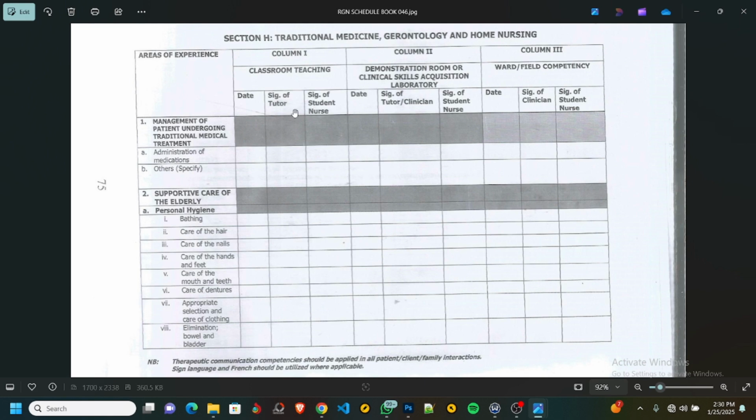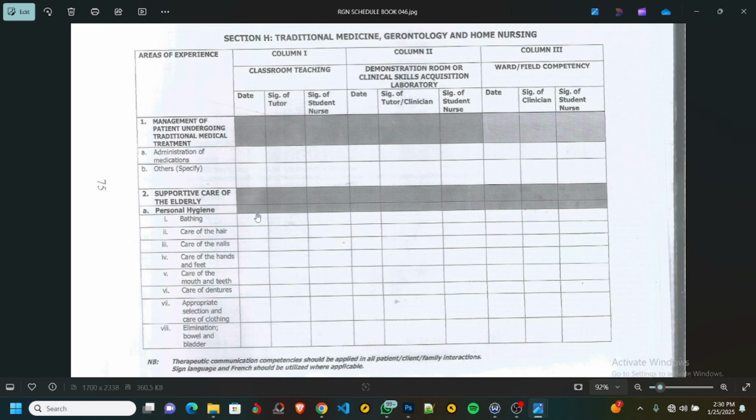Okay, so after thoracic nursing, we'll be seeing traditional medicine, gerontology, and home nursing. So these ones will also be taught in the classroom. Care of the hair. These are actually for elderly people. And elderly people, we all know they are vulnerable. Things begin to deteriorate within their system as they age. So some people tend not to even know how to bath or keep themselves well. So you'll be learning all these things under them.